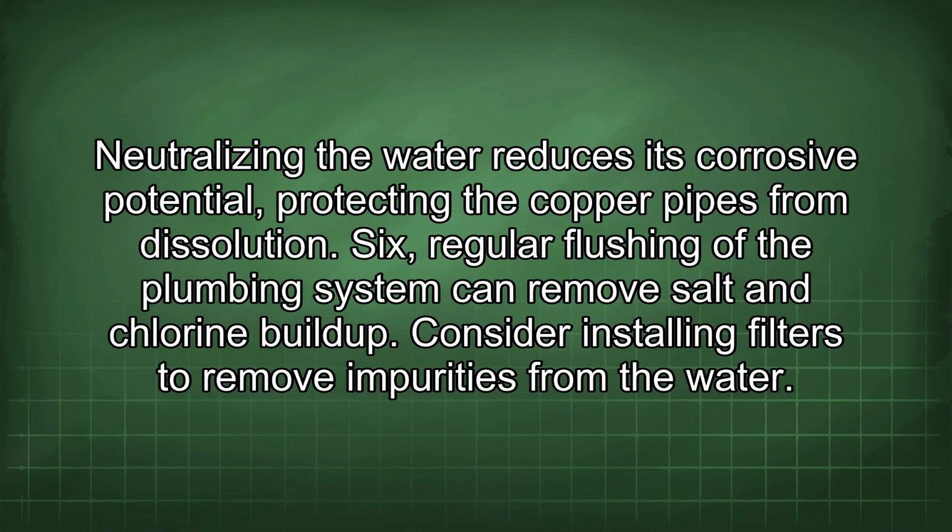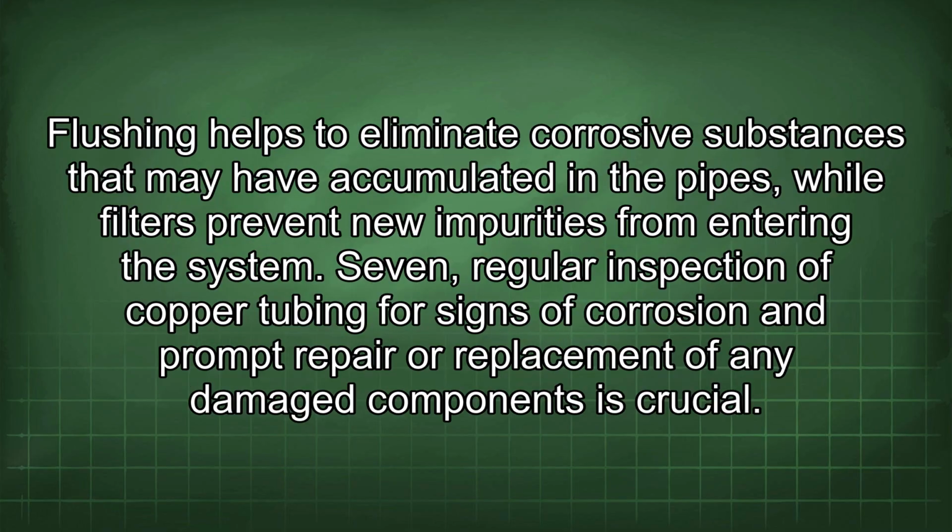6. Regular flushing of the plumbing system can remove salt and chlorine buildup. Consider installing filters to remove impurities from the water. Flushing helps to eliminate corrosive substances that may have accumulated in the pipes, while filters prevent new impurities from entering the system.